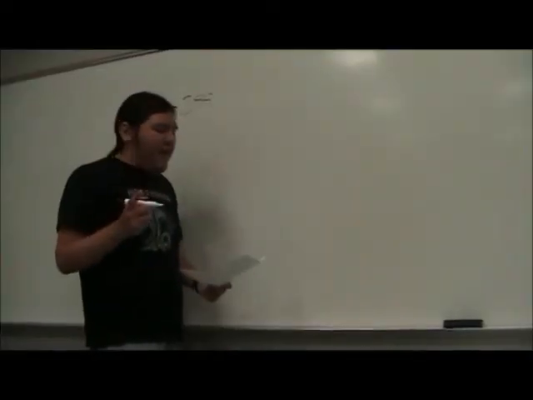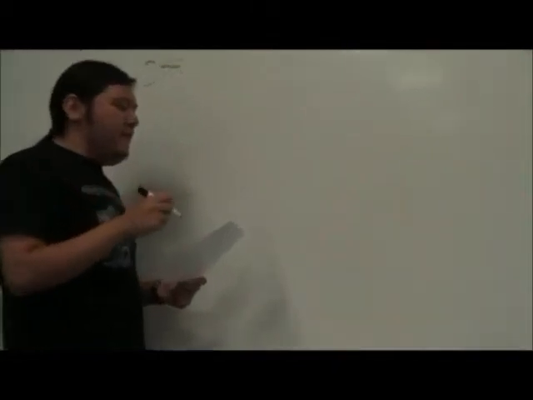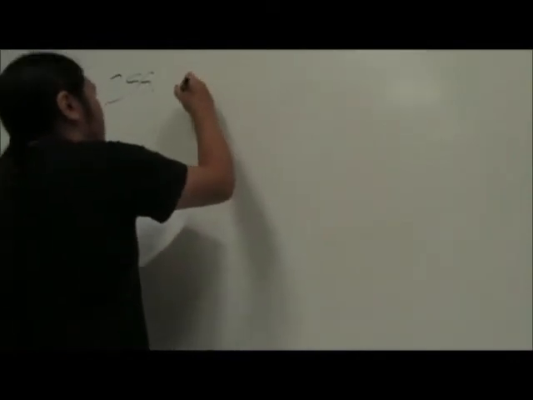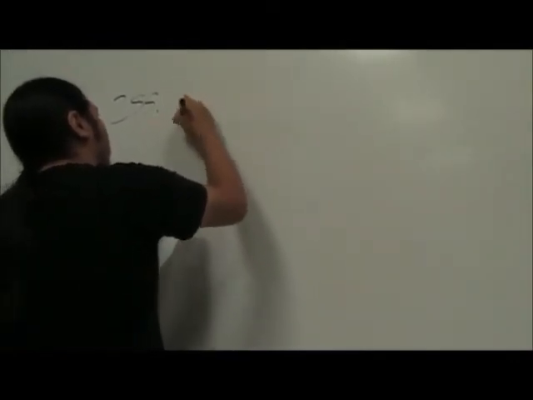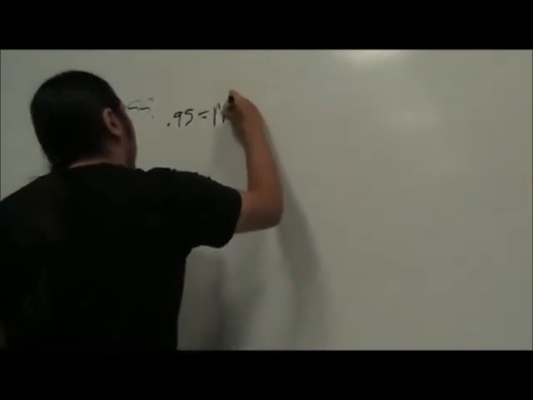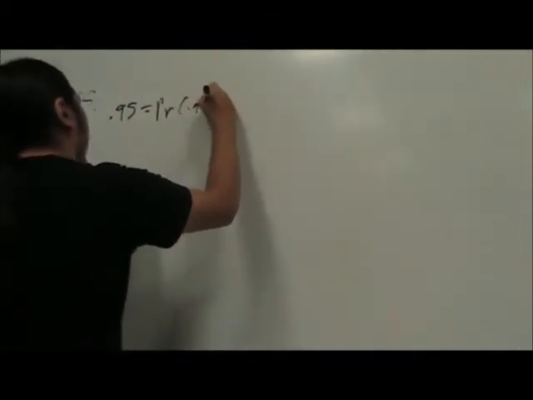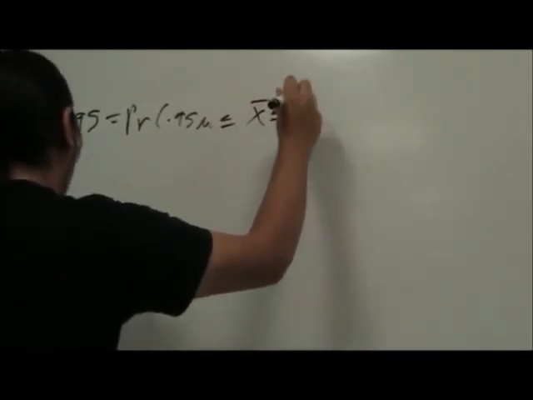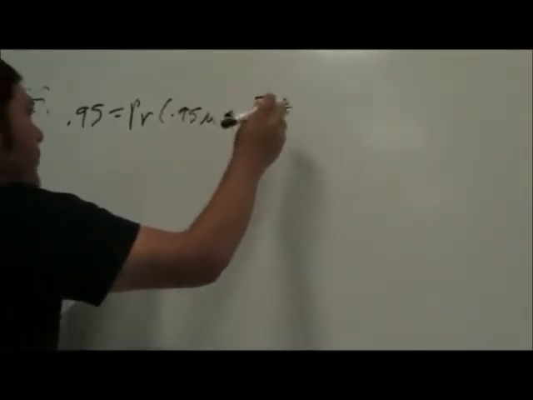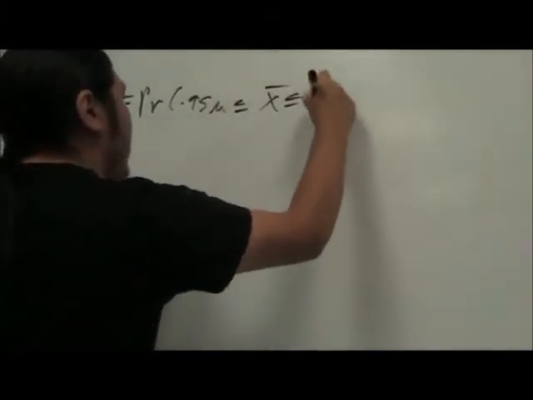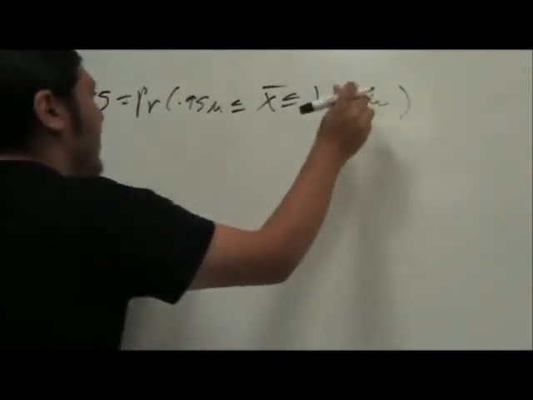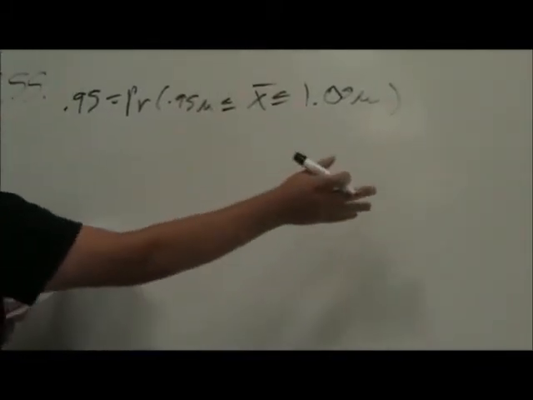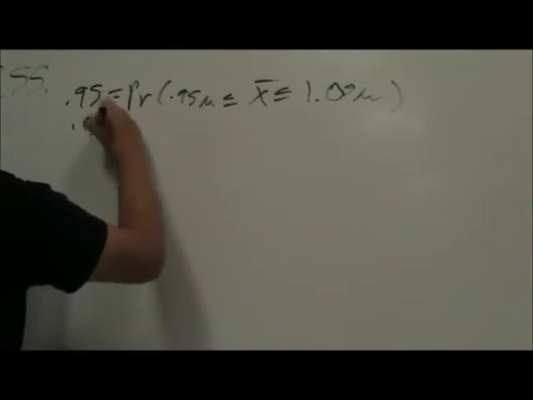All right, I'm going to be doing the solution to number 255. You want to find the number of trials, and you want to be at least 95% confident, so you have 0.95 is equal to the probability of 0.95 mu less than or equal to x bar, and then x bar is less than or equal to 1.05 mu, because you want to have it 5% away from the mean.